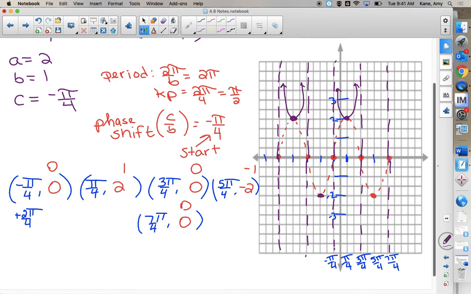If it's a minimum for our sine, then it really is a maximum for our cosecant. Questions?